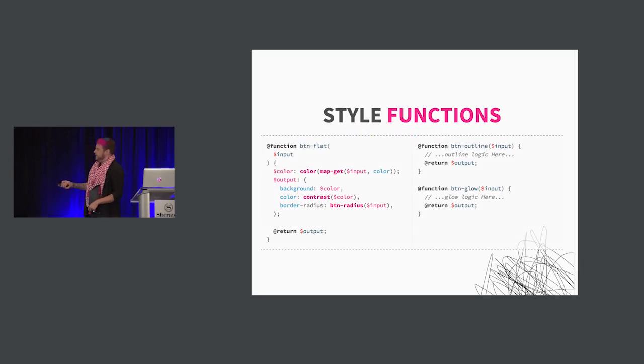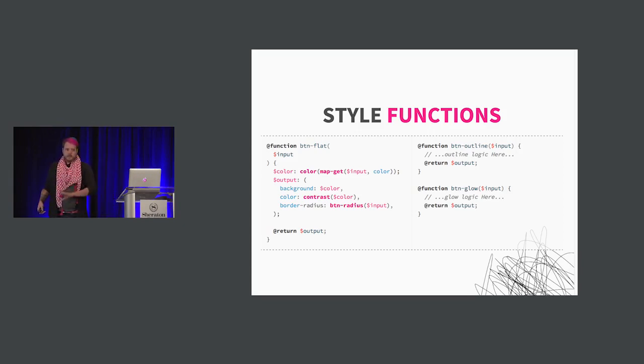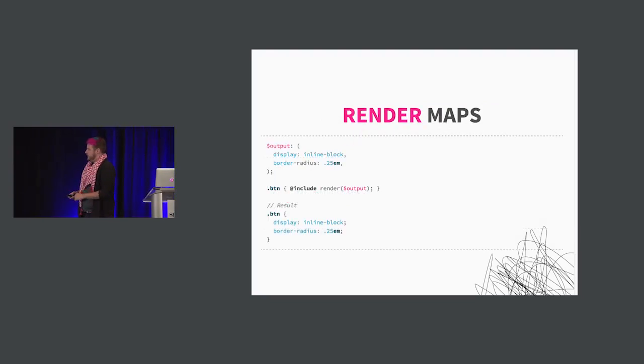Here for button flat, I've created this map. It's just creating a background color, a contrasted foreground color. Oh, and it doesn't need that border radius. We already handled that. So I can do the same thing for button outline, button glow. They just do their own logic, create the CSS that they would want, and pass back that map of that CSS. And then we render it, and we can do something like this. So if our output map looks like that, has display and border radius, we render, and it's just the CSS version of that.